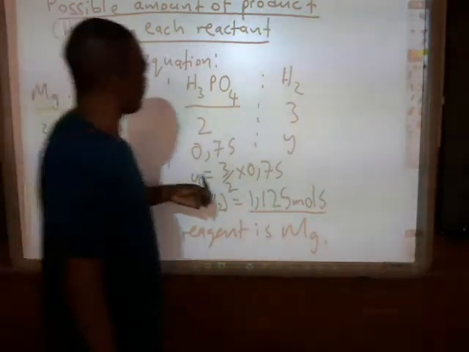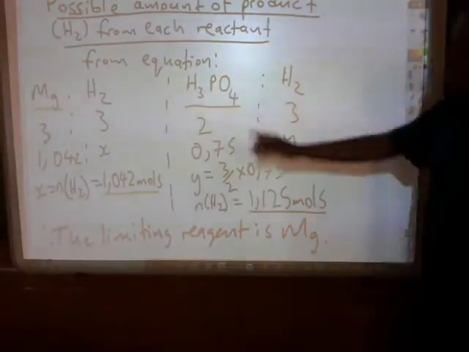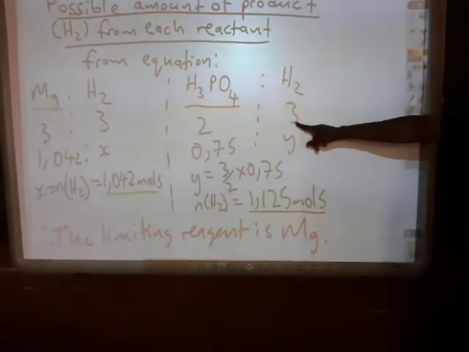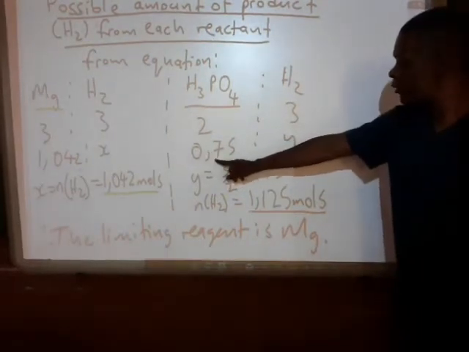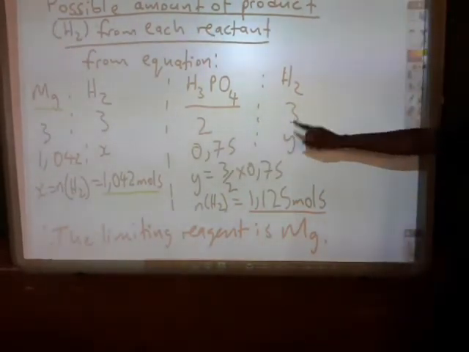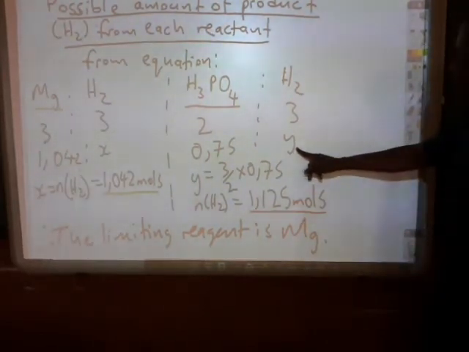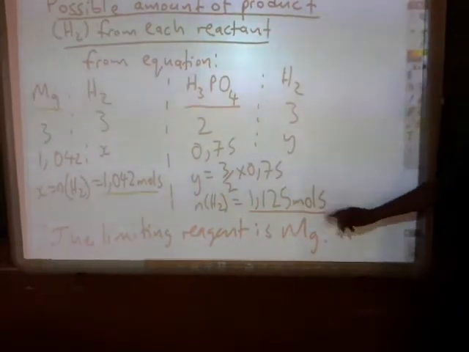In the same way, from our balanced equation, you saw that for every 2 moles of phosphoric acid, you can form 3 moles of hydrogen. If I've got 0.75 moles of phosphoric acid, I can form Y moles of hydrogen. If you solve that using direct proportion, you form 1,125 moles of hydrogen.